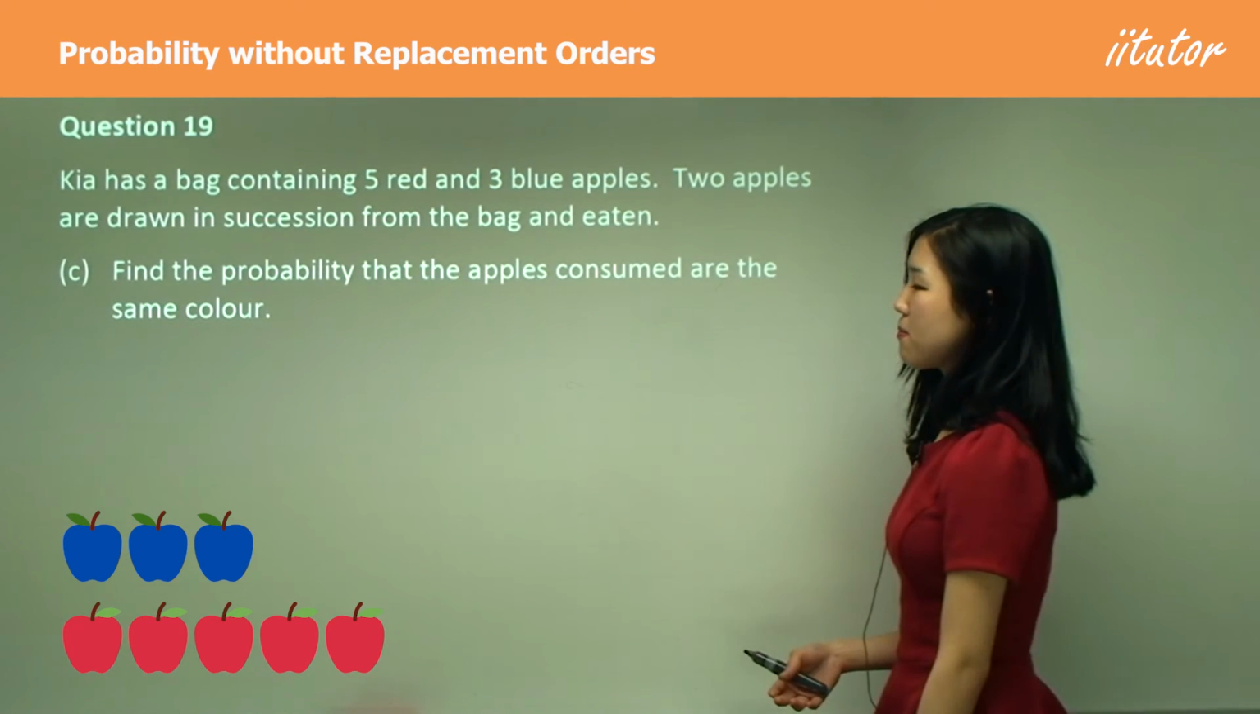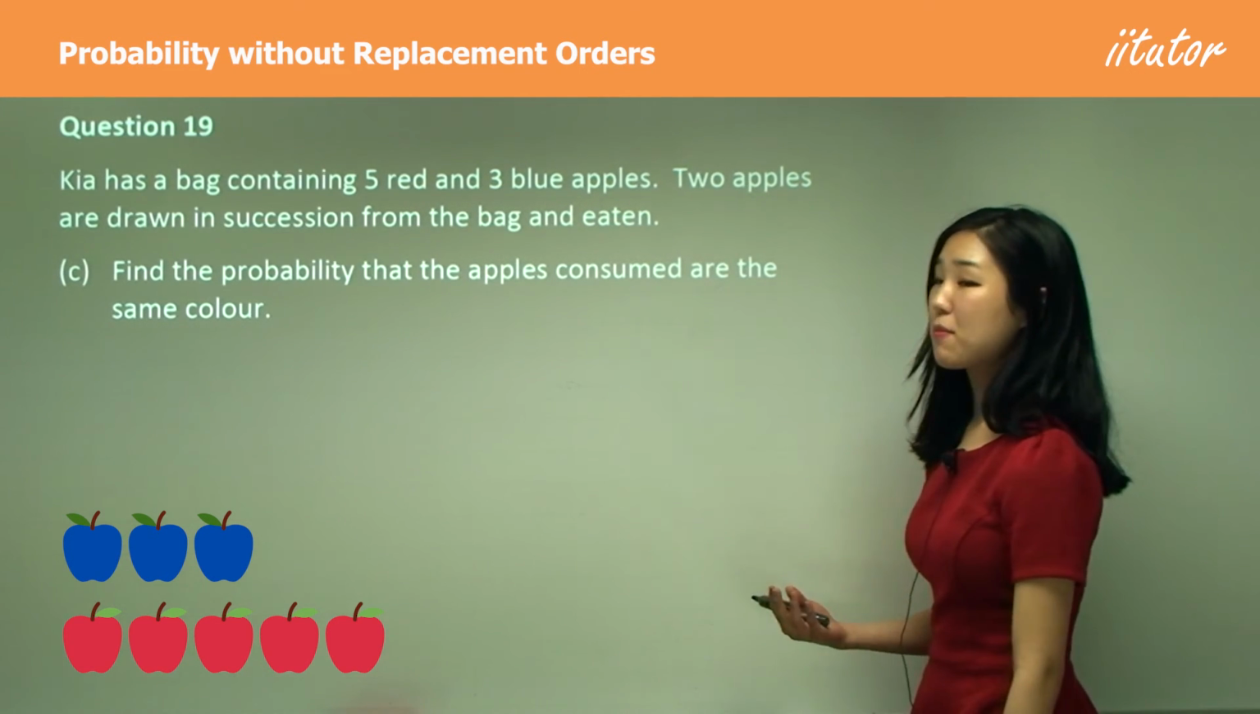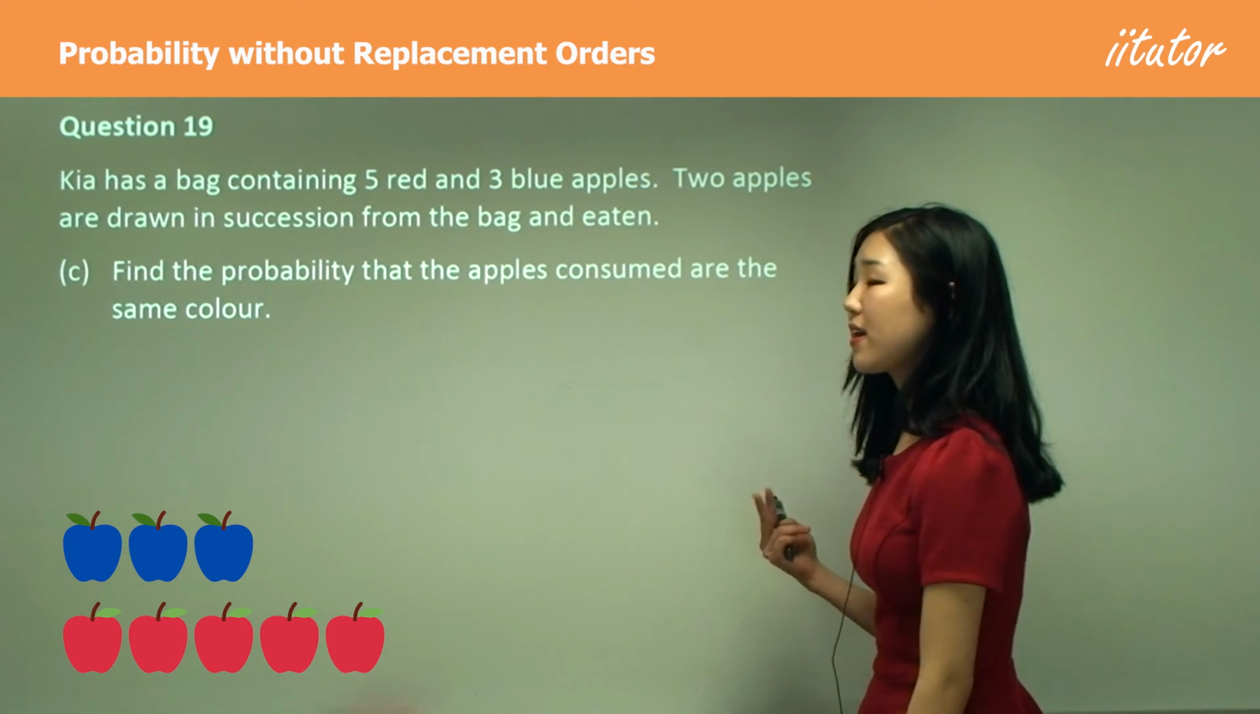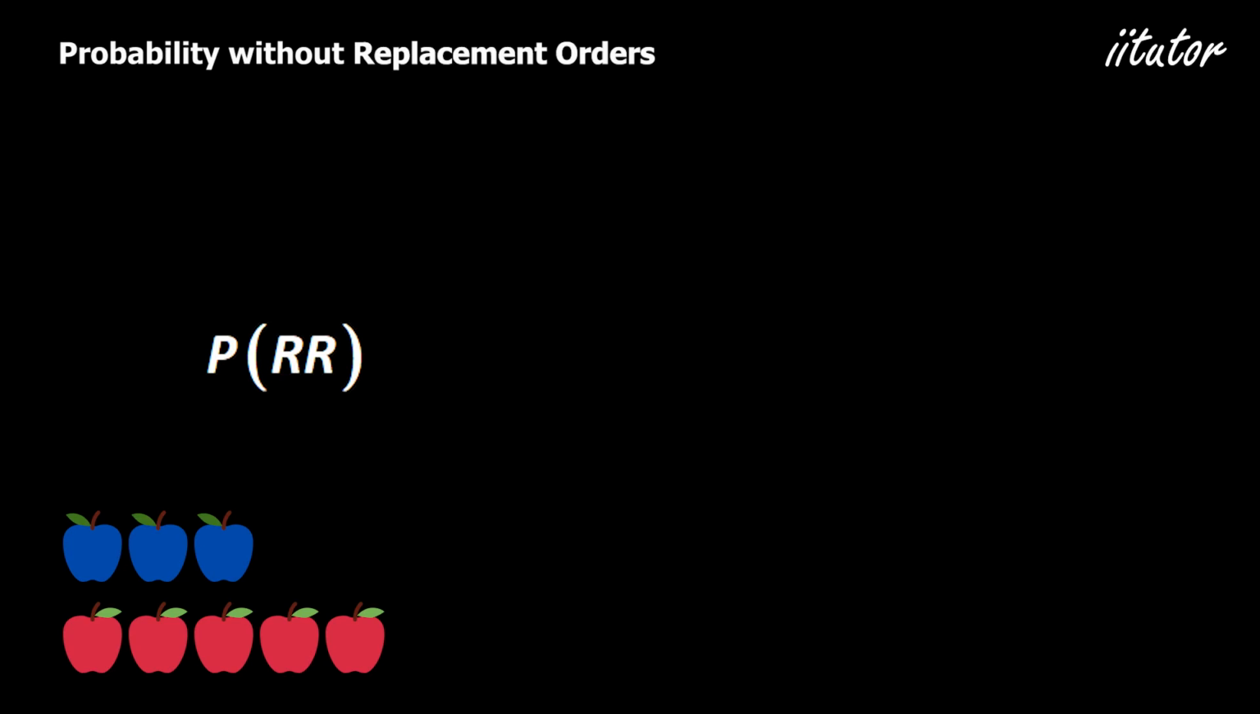C. Find the probability that the apples consumed are the same color. If it's the same color, it could be again 2 cases, one which is red and red and the other one which is blue and blue. So there's 2 cases, so you add them because it's all.